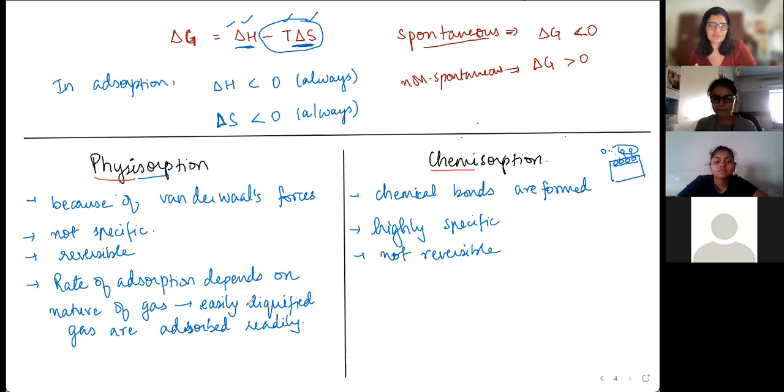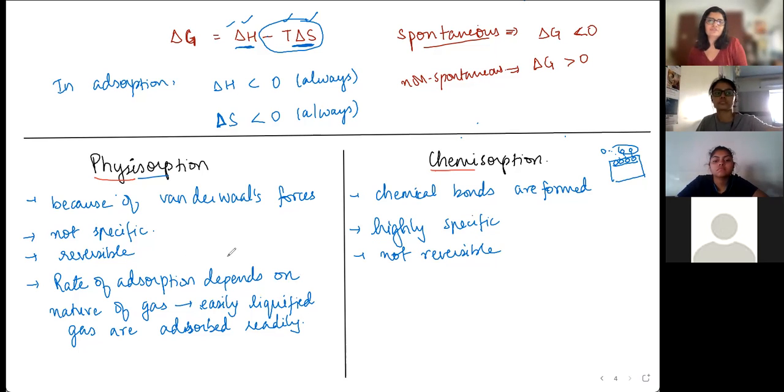Van der Waals forces is what I was looking for. So easily liquefiable means something gets converted from gas to liquid. When that happens, molecules come closer together. So if a particular gas is easily liquefiable, the van der Waals forces between those gas particles are much more. That's why they're attracting all the other particles towards themselves and then they become a liquid.